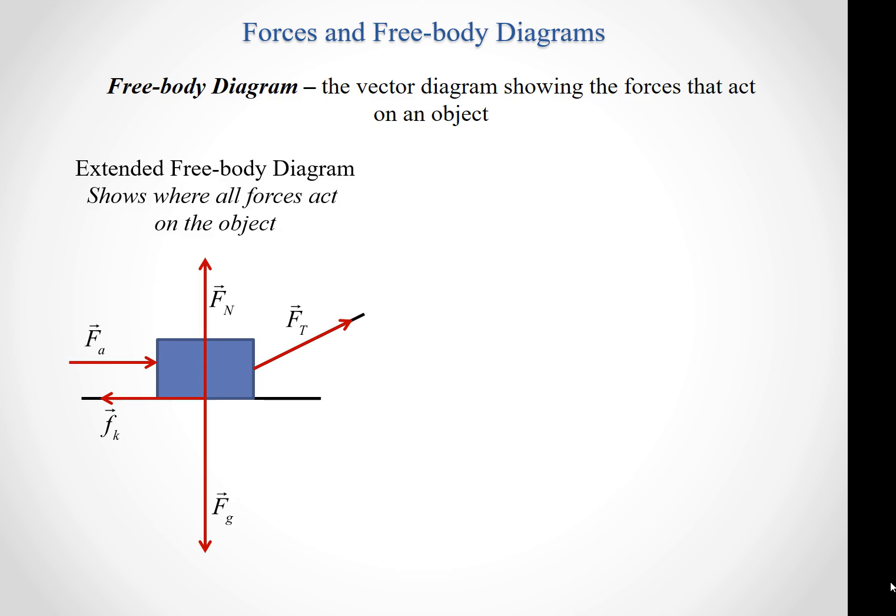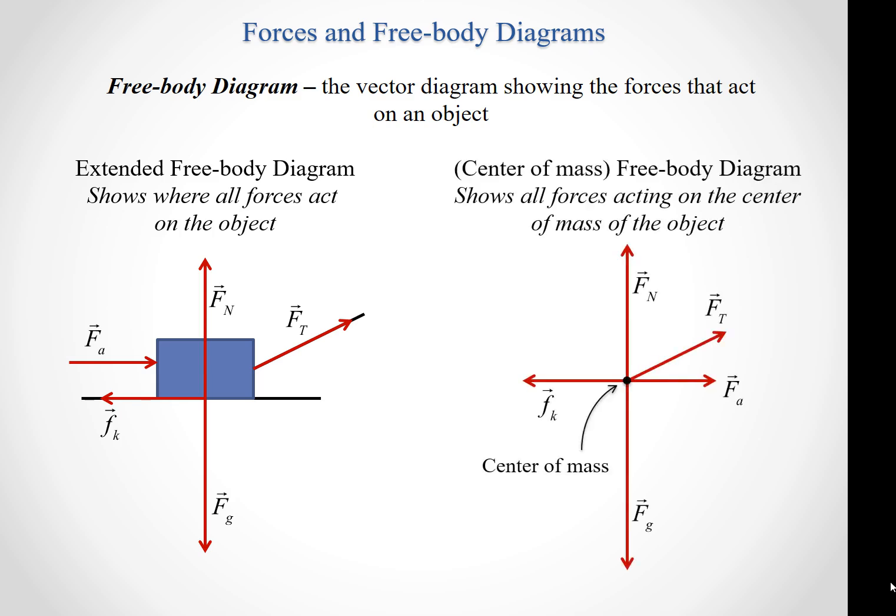In an extended free body diagram, I simply draw the forces on top of a picture of the object so that it shows me each force and where it acts on the object. As we will see later in the course, an extended free body diagram is useful when dealing with rotational motion, since the torque exerted on an object depends not only on the force, but also on where the force acts on the object.